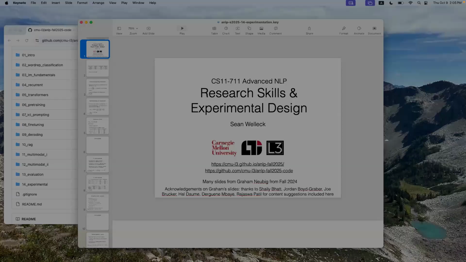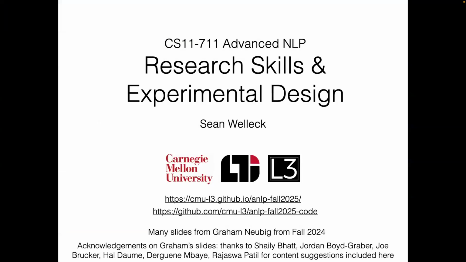Lecture. And so today is going to be on research skills and experimental design. It's a mixture of very informal, non-technical things. And then there's a few technical things woven in that again have to do with statistics. So some statistical methods are good to be aware of when you think about things like, how much data should I have for my experiment?